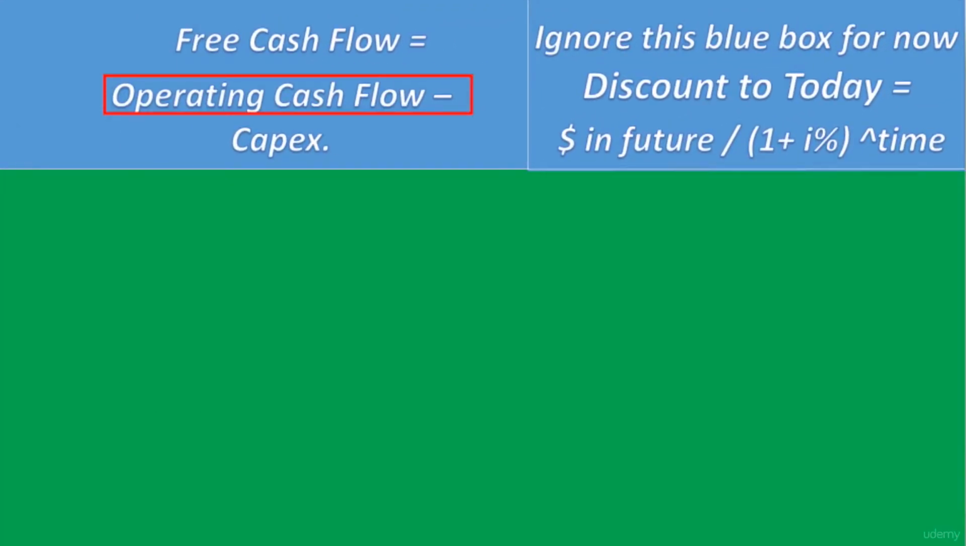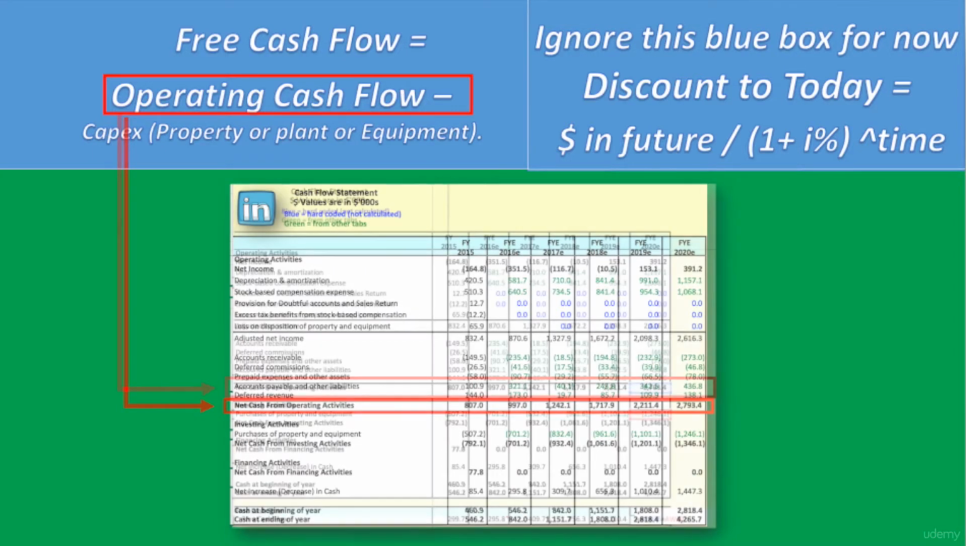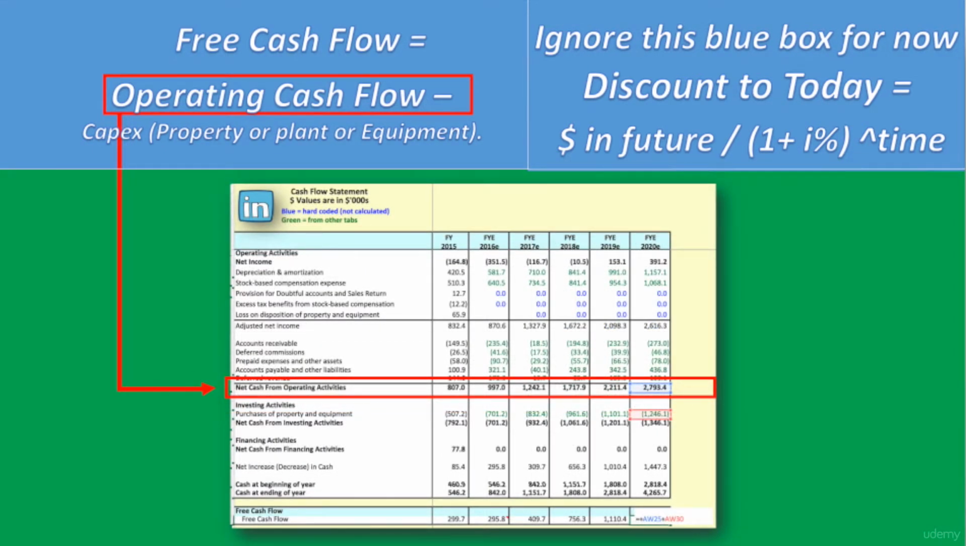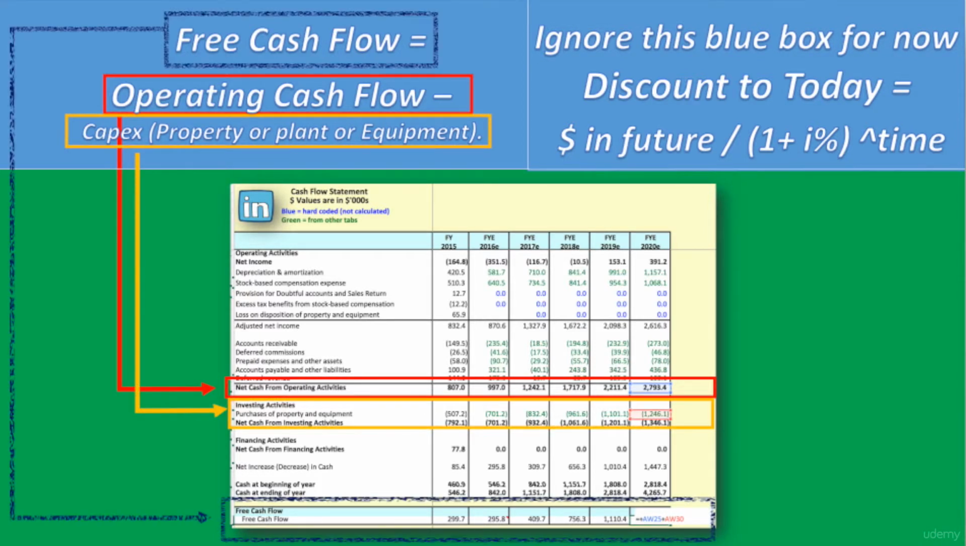So operating cash flow is right here. Remember, we got that on the LinkedIn cash flow statement. And then you deduct CapEx, which is property or plant or equipment. Really understand finance. Don't memorize it. Understand it, and then you'll remember it. So operating cash flow minus CapEx, there it is. That equals free cash flow. Now you see why we put that at the bottom there. It's a simple calculation.